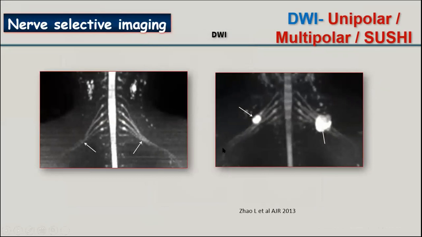Nerve selective images are possible. We did DWI, but I don't use it for that because you can see them very well on anatomic images. Why do you want to see this overlap? Although we published that a while ago.